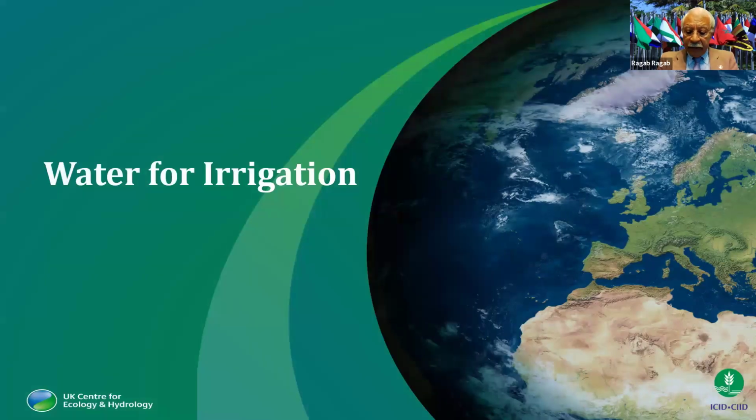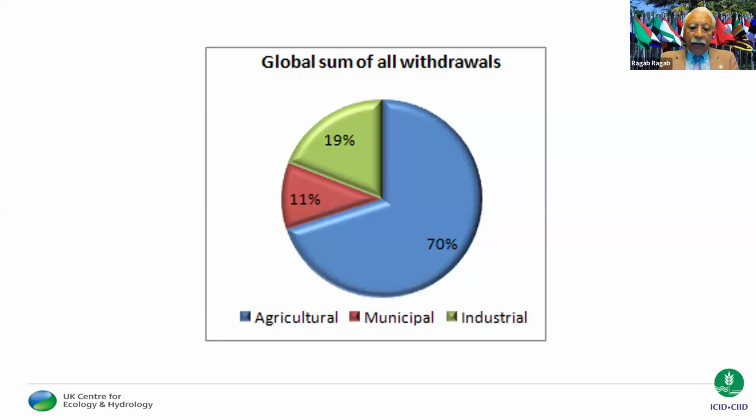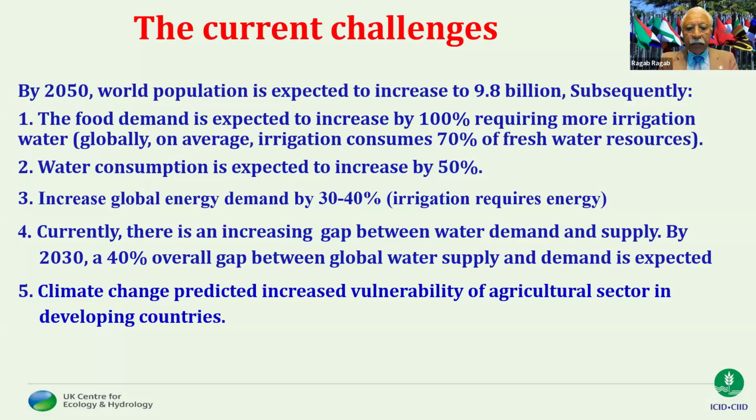Water for irrigation. Irrigation actually consumes about 70% of the global freshwater resources. In some countries, it actually consumes more than 70%. Some countries consume 85% or more of their freshwater resources for irrigation. So it is really important to quantify and to save water for irrigation.